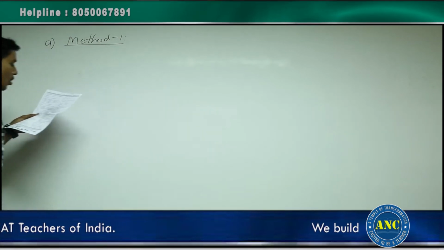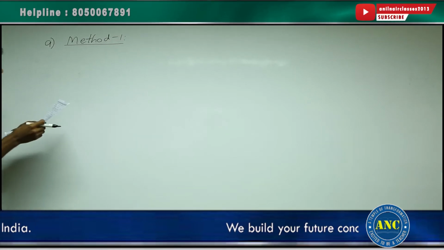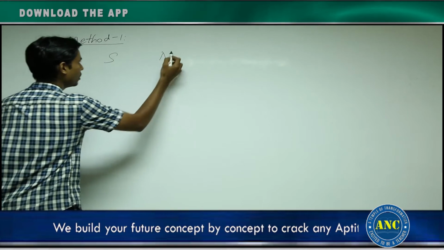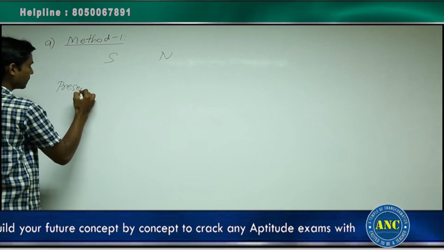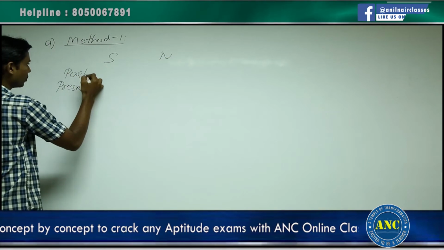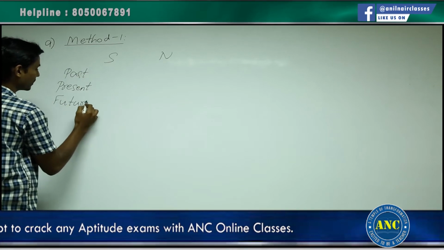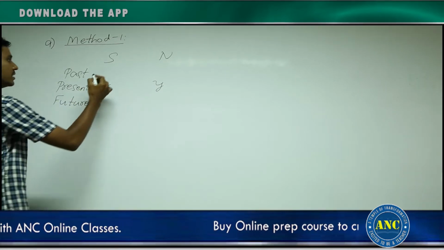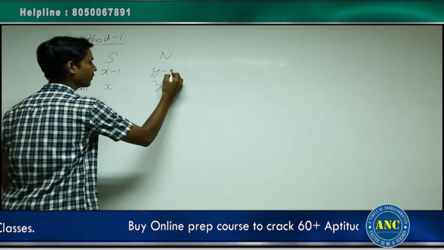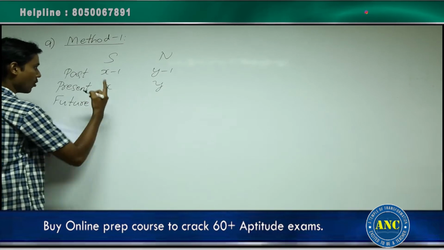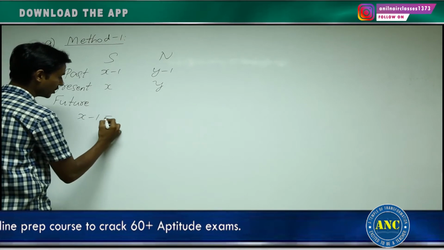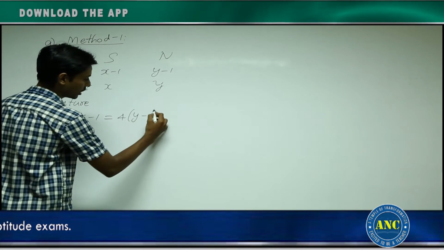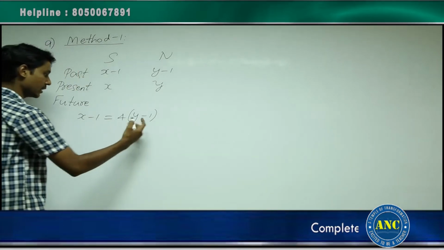Method 1. See here. 1 year ago, Sneha was 4 times as old as her daughter Neha. There are two people, Sneha and Neha. So if I take present, past, and future, let me call the present ages of Sneha and Neha x and y. 1 year ago they will be x minus 1 and y minus 1. 1 year ago, Sneha was 4 times as old as her daughter Neha, that means x minus 1 is equal to 4 times y minus 1. This is my first equation.